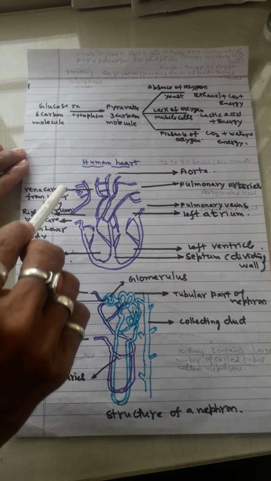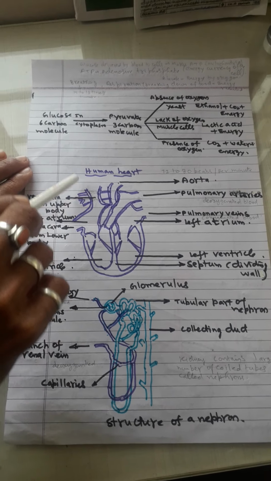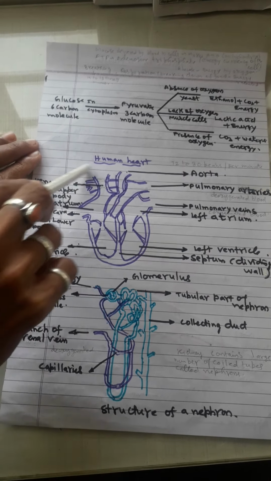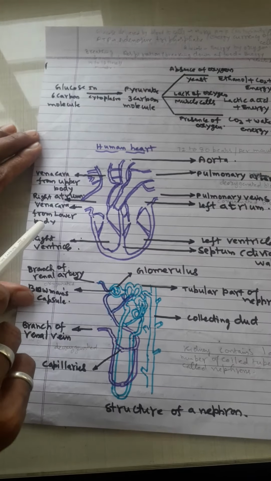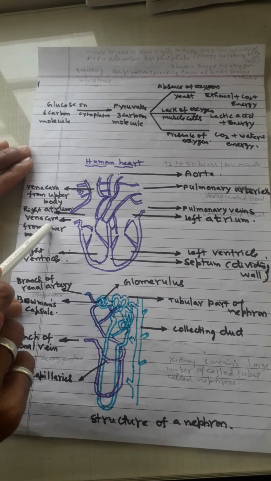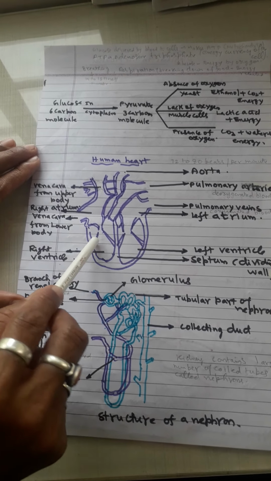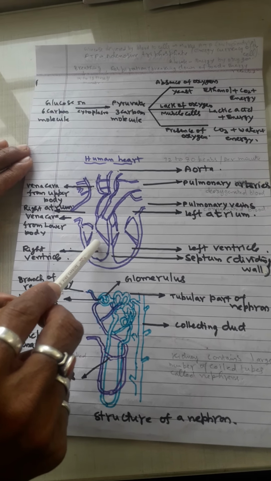Vena cava: from the upper body, through this vena cava, the impure blood will enter. Through here I have written another vena cava, from the lower body, which will come here. So how it will work here, let us see.